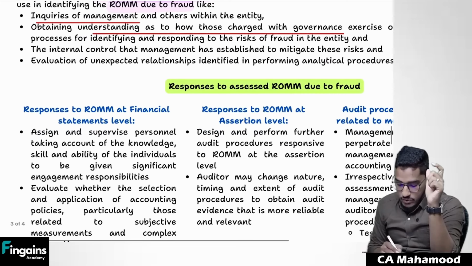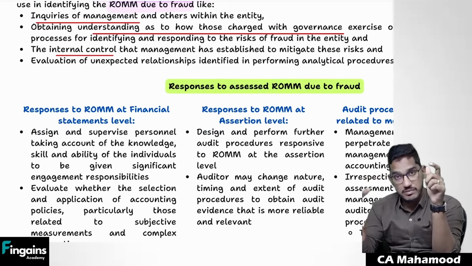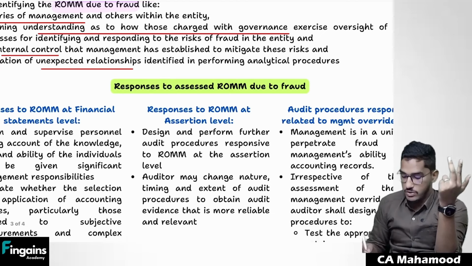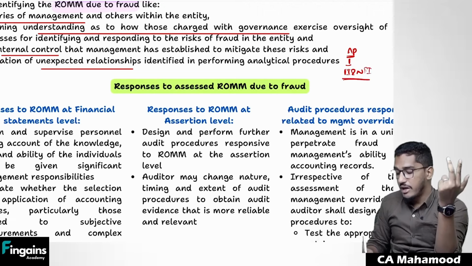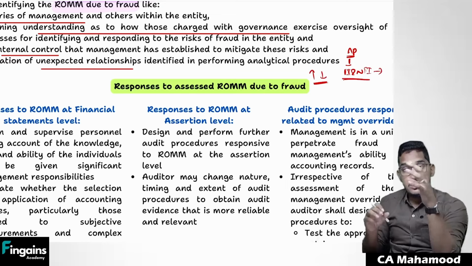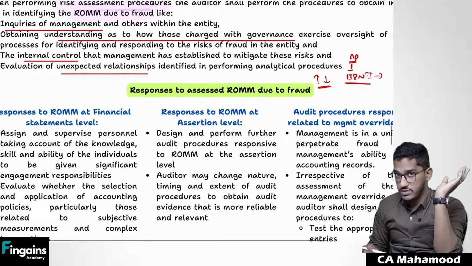Third one, we need to identify what kind of internal controls management has implemented to prevent that risk. So try to verify those internal controls. And find out, are there any unexpected relationships identified in performing analytical procedures? That means you study the relationship between financial and non-financial information, and find out whether there are any huge deviations, like number of employees has increased, salary decreased. This is a huge variation. This also would give you a hint that there could be a fraud happening in the employee benefit expenses.